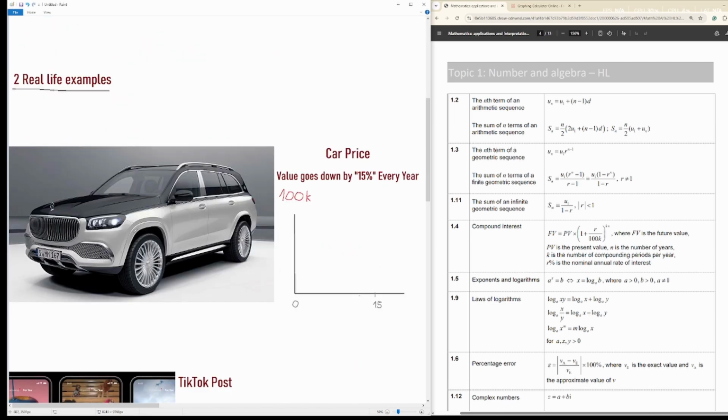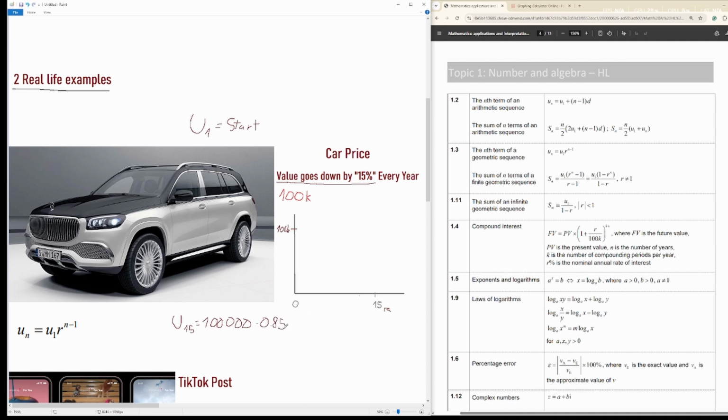The first one is a beautiful car, and we understand that the price of the car in the first year is 100,000. We want to find how much the car is worth in year 15. Then we use the formula: u_15, because we're searching for the 15th term, equals u_1, and u_1, as learned from the previous lesson, is always the starting point. So it's $100,000 times r, and in this case, if the value goes down by 15% every year, we have to understand that the value remaining is 0.85.